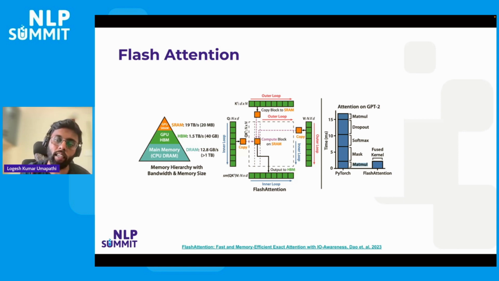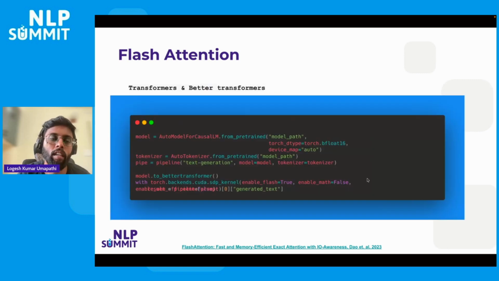The other technique that they have introduced is fused kernels, where they have fused multiple operations into one, as you see in this graph. Because of this, there are fewer transactions that need to happen between different parts of the memory, and the IO is reduced drastically. So this speeds up the inference.